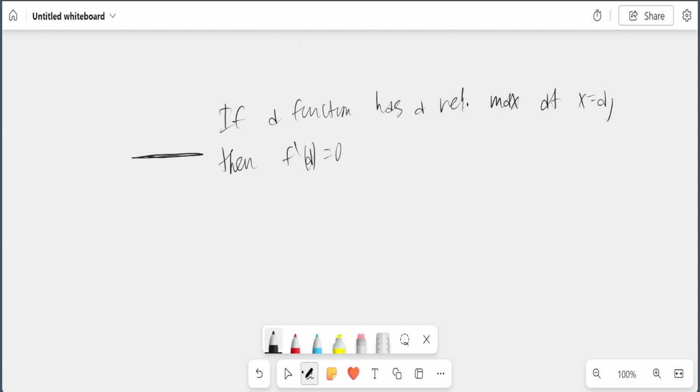Sometimes. Why? Because if you have a line, a horizontal line, the slope, the f prime of x, would be 0. Yes, but this is asking if there is a function that has a relative max, right? Then does this always have to be true?